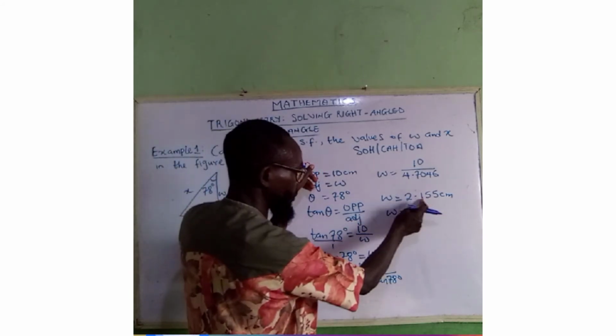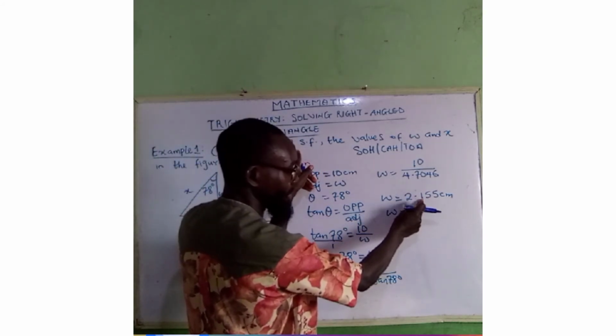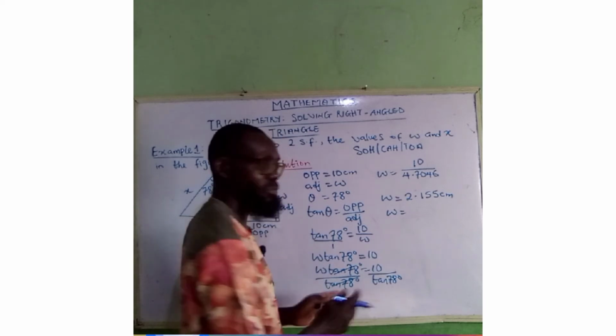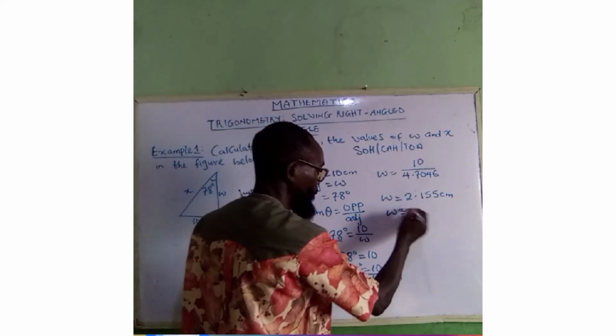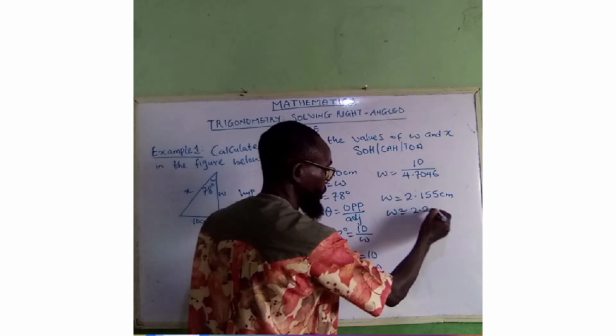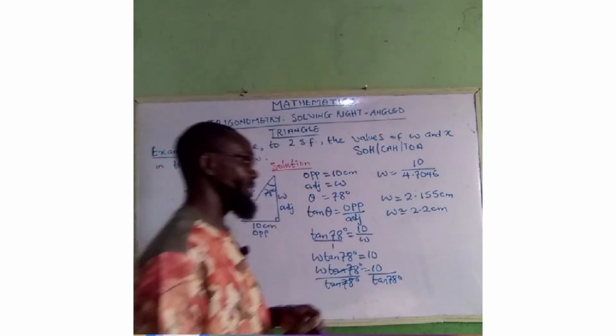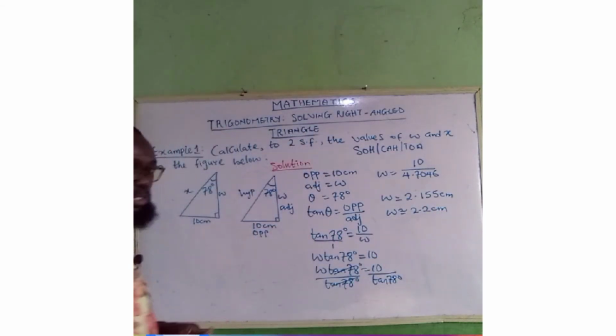we have 1, 2. So the value after this second digit is 5. A number between 5 and 9, you round up by 1. So we have 2.2 centimeters. So that is the value of W.